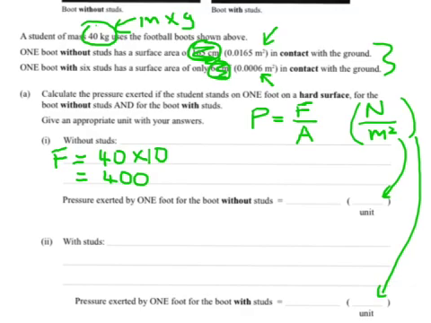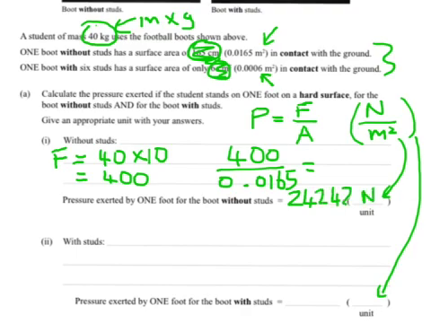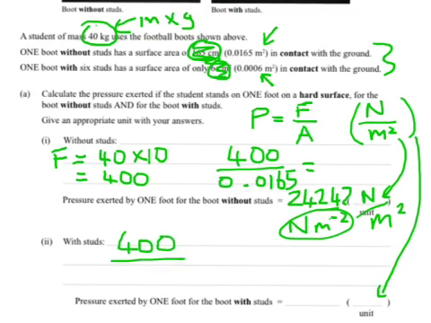And for the without studs one, it'll be 400 divided by 0.0165, and that gives us an answer of 24,242, and as we said before, newtons per meter squared. Okay, you could write that also as newton meters to the minus 2. That's the same units.